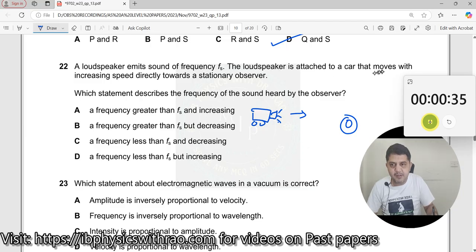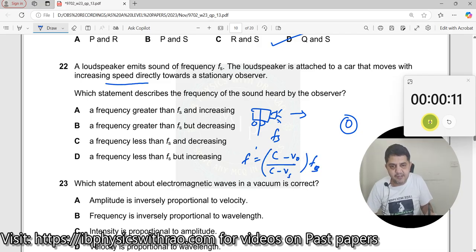What is a car that moves with increasing speed? With increasing speed, which means what? Initially, when the car is at this position, the frequency the loudspeaker emits is fs. But as it starts moving, what will be the new frequency? Frequency here would be f dash is equal to (c minus v0) divided by (c minus vs) into f0, or fs over here. Now v0 is 0 because the observer is at rest. So you will get this as c divided by (c minus vs) into fs.